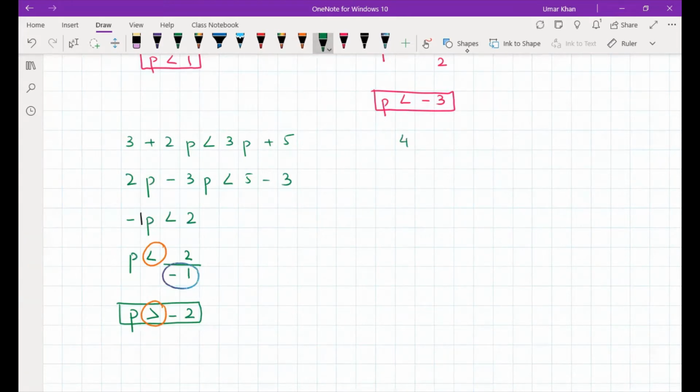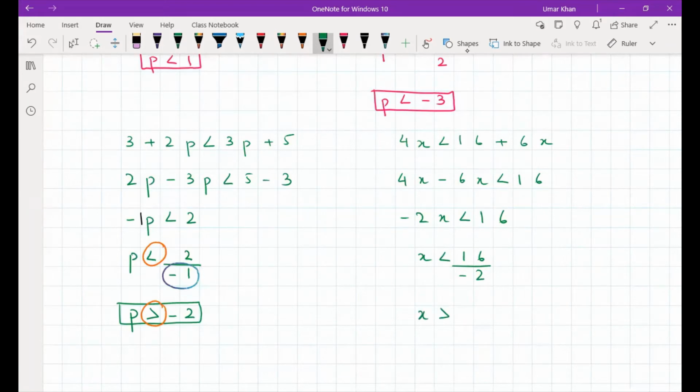We have 4x is less than 16 plus 6x. We take 6x on the other side. This will be 4x minus 6x less than 16. So minus 2x is less than 16, which means x is less than 16 divided by minus 2. Again, there's a negative sign in the division. So x is greater than minus 8. Simple. What did I do? 16 divided by minus 2 is minus 8. And since there's a negative sign in the denominator, my inequality sign will reverse.